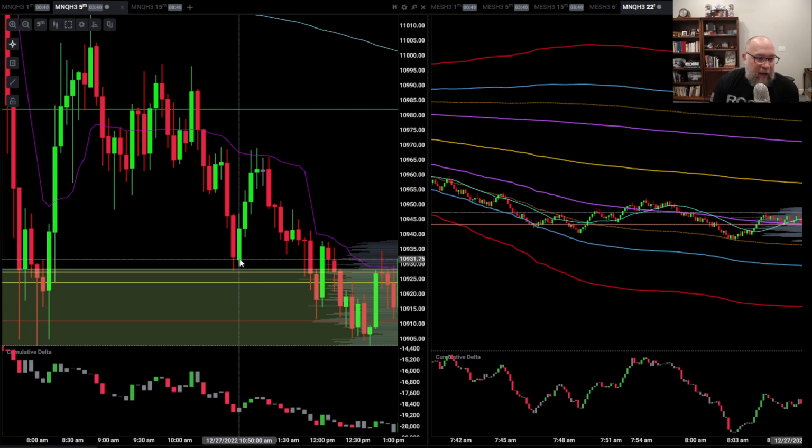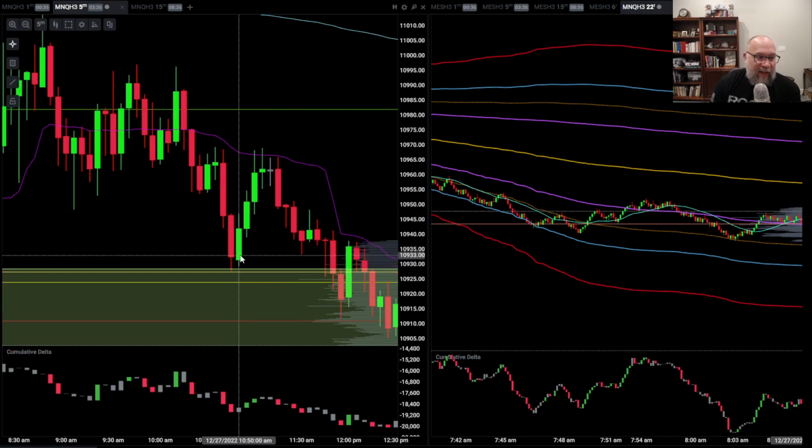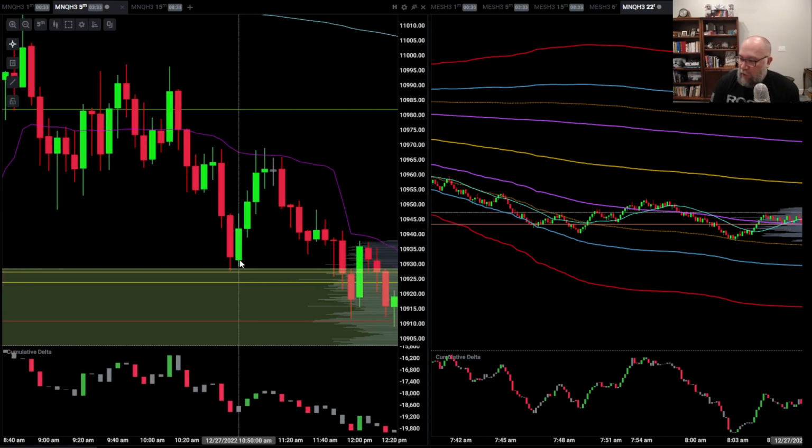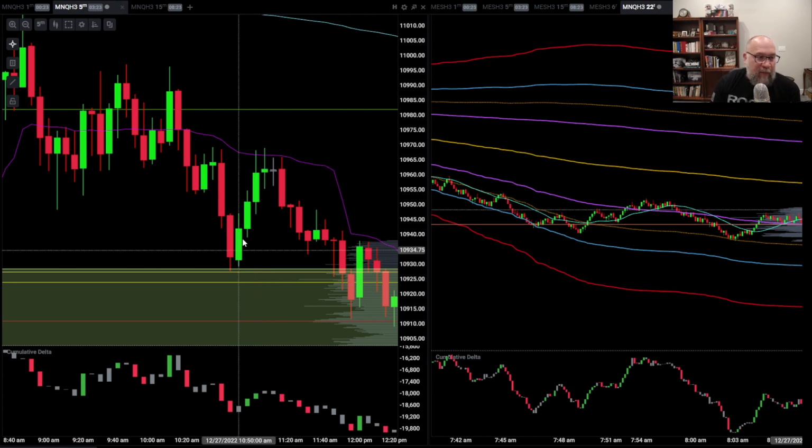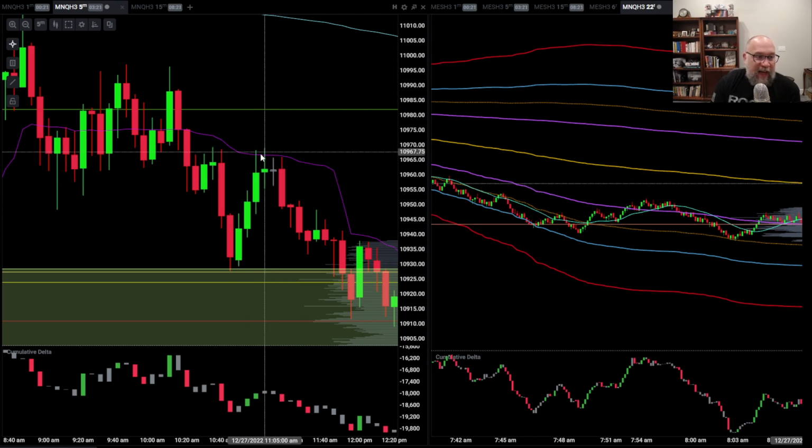So almost the bottom of the body of this green candle right here. And then we let that run from 10,931 up to 10,961, which is about right here. So almost perfectly timed from here to here, got out.